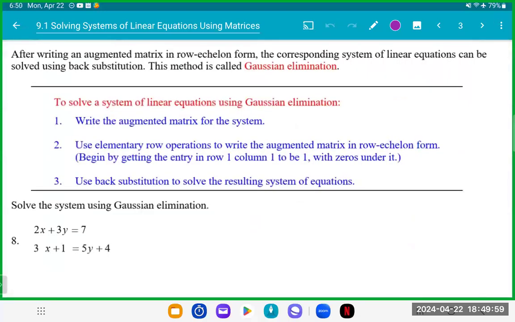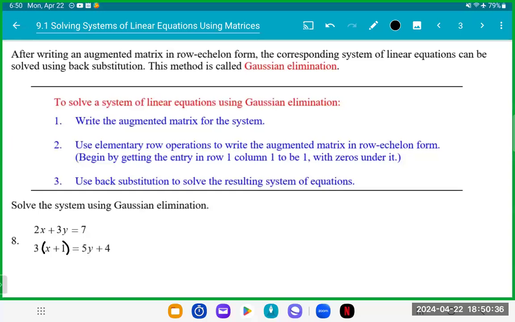All right. So after we write this augmented matrix down in the echelon form. Remember, when I said we're only going to get the bottom portion of the matrix to where it has the zeros, because we're only going to do that, this is what we would call the Gaussian elimination method.